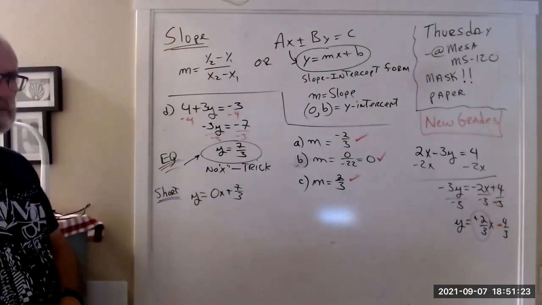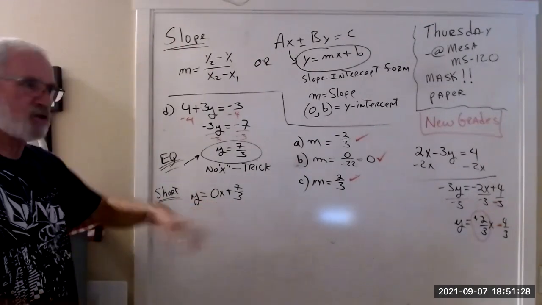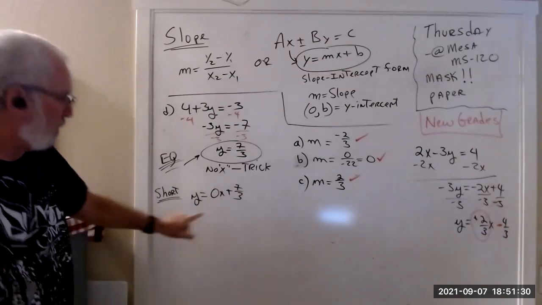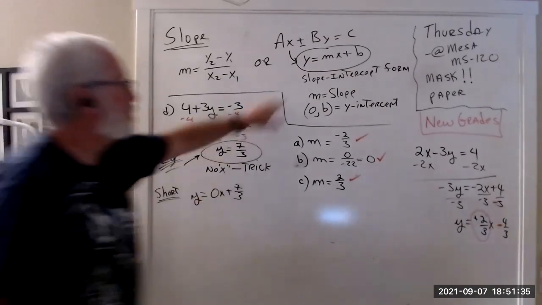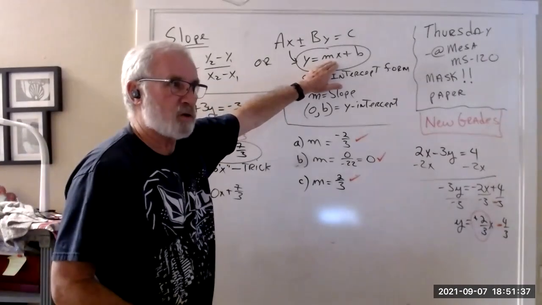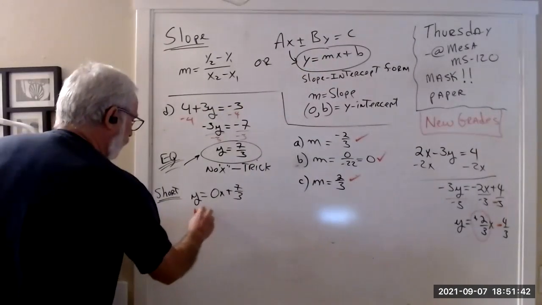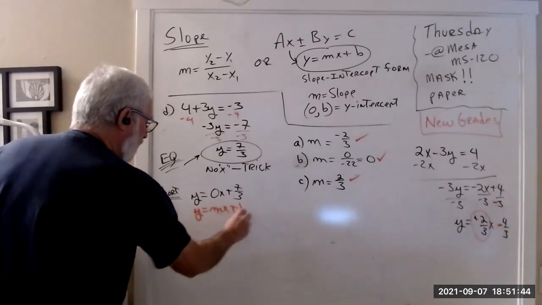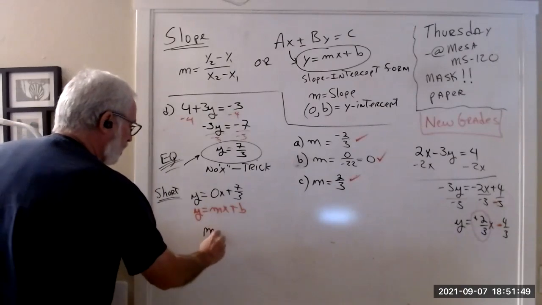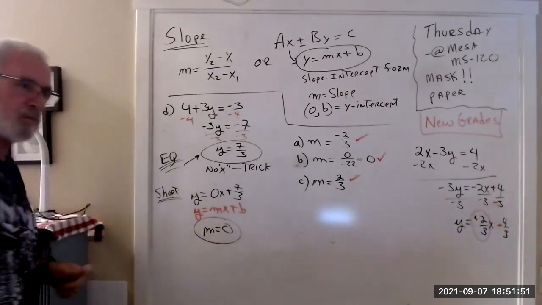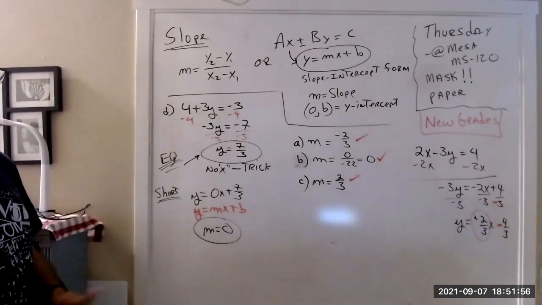Because technically x doesn't exist in this equation. Yeah, x is 0, it doesn't exist. So 0 times x isn't there. But when I put that 0 there, now I've made my equation look like the form of y equals mx plus b. So because I was able to cheat it in, I can say the slope for this one is 0. That's one way to do it. Now that's kind of tricky.